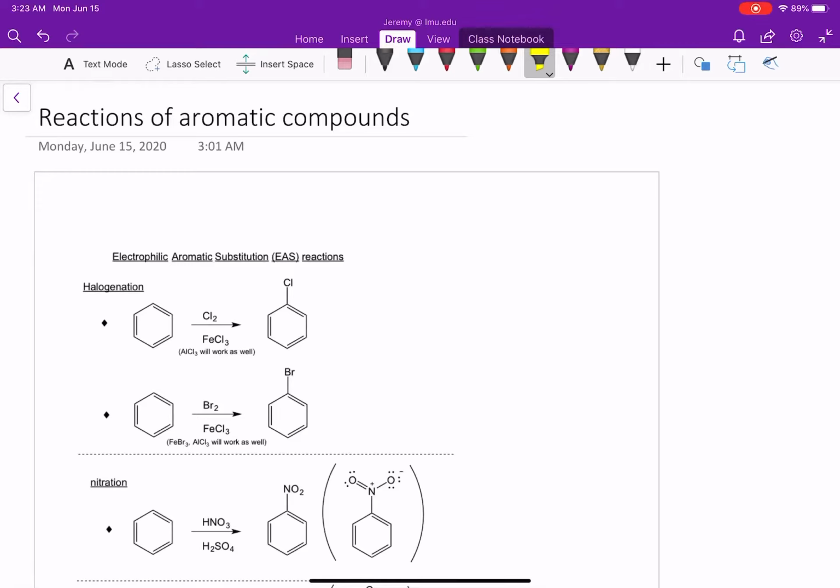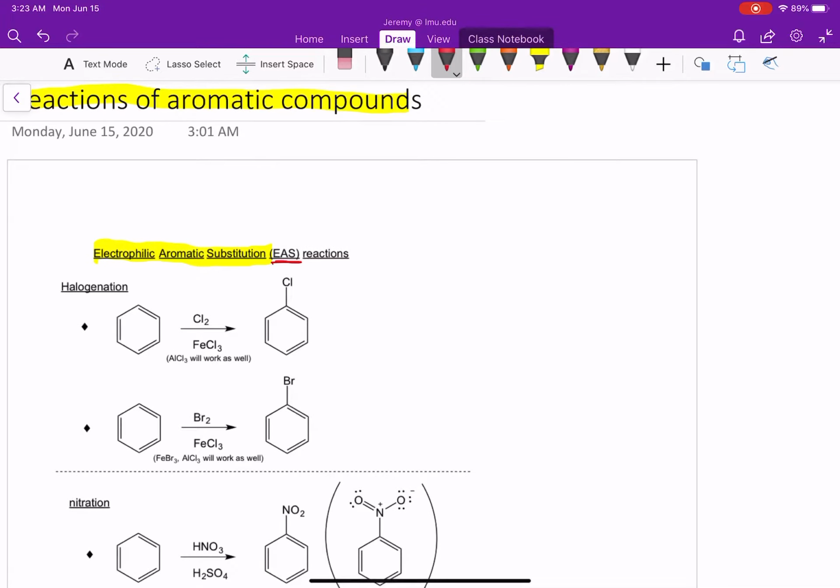In this video, we're going to be talking about some reactions of aromatic compounds. Specifically, we're going to be talking about electrophilic aromatic substitution reactions. These are known as EAS reactions for short. So let's break this down a little bit. These are going to be substitution reactions.